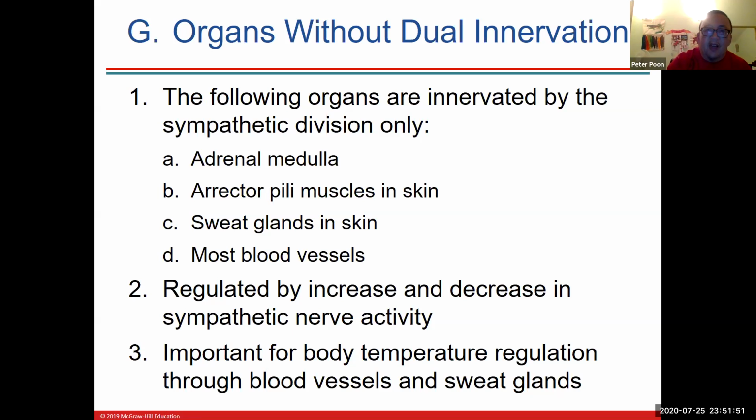The following organs are innervated by the sympathetic division only: the adrenal medulla, obviously, because that's a sympathetic ganglion; the erector pili muscles in the skin, so when you get scared, you get goosebumps; sweat glands in the skin; and blood vessels.